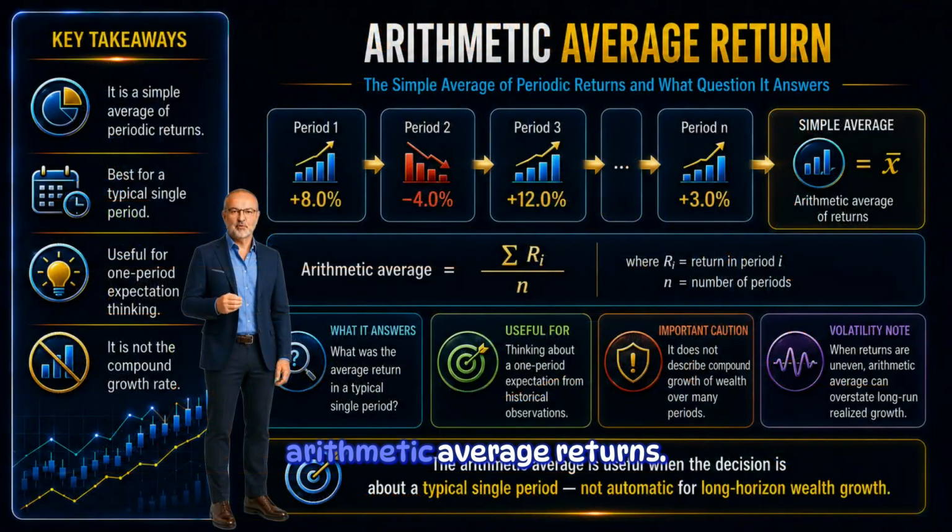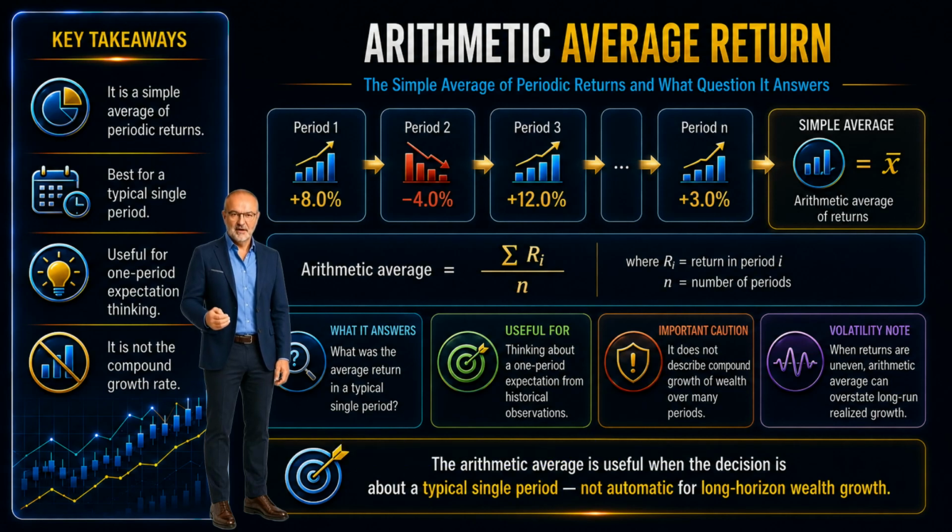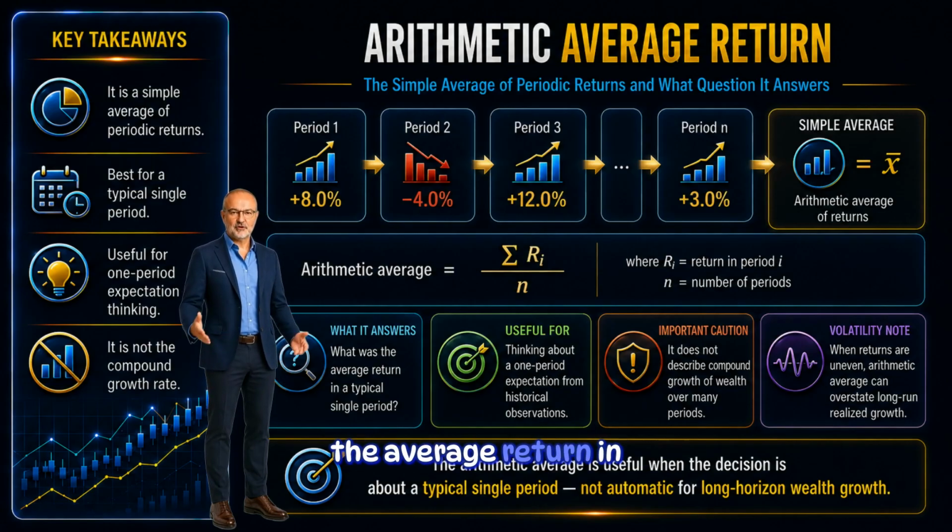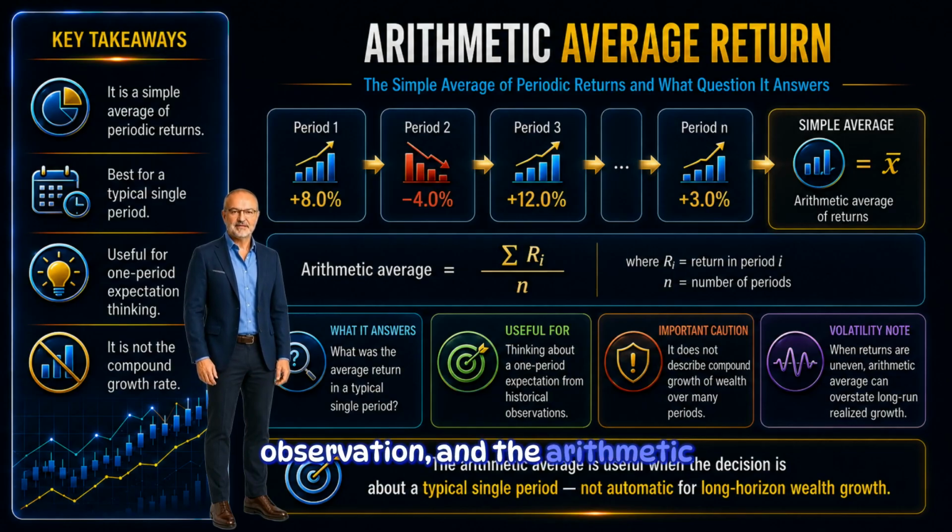This brings us to arithmetic average returns. The arithmetic average return is the simple average of returns across periods. It answers a very specific question: what was the average return in a typical period? This measure is useful when we are thinking about a single future period and treating historical returns as observations from a return distribution. In that context, each period's return is one observation, and the arithmetic average summarizes the typical observation.